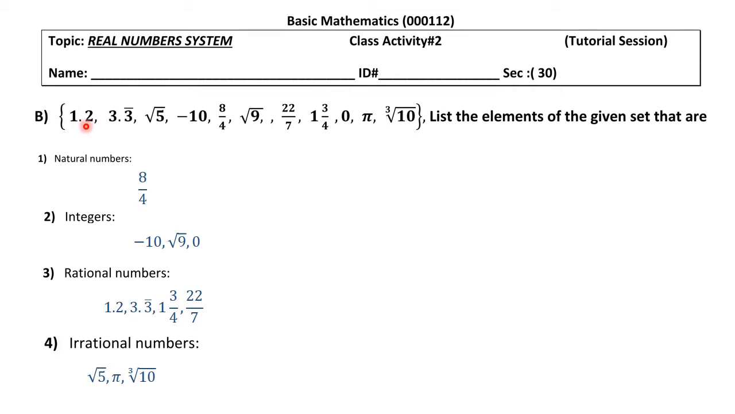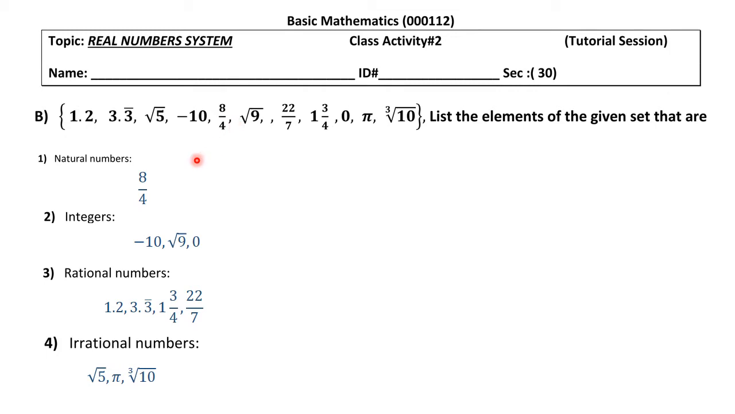1.2 is a terminating decimal, so it means it is a rational number. 3.3 bar means 3 is repeating itself, so it is a rational number. Root 5 cannot be written as a fraction, so it is an irrational number. Minus 10 is an integer. 8 by 4, the answer is 2, a natural number.